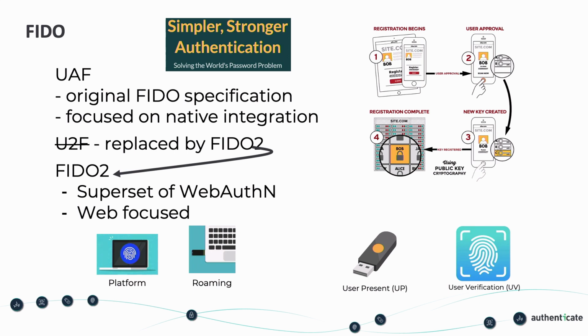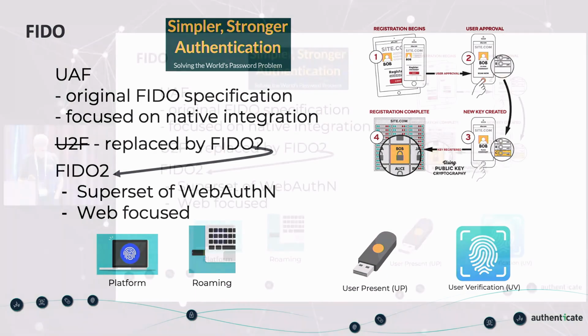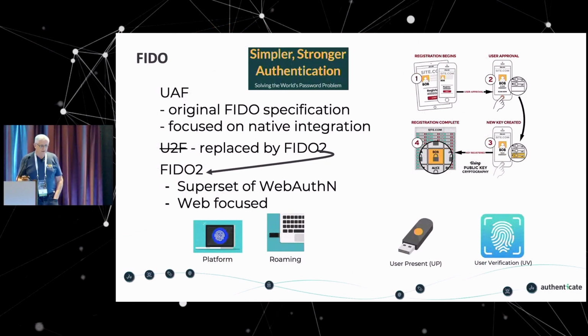The original FIDO specification became UAF, Universal Authentication Factor, and it's largely focused on native integration. At least that's how I think about it. There was another specification called U2F, which is more web-focused. That's now been replaced by FIDO2, and that's kind of where the world's going. WebAuthn is a subset of FIDO2, and it's very focused on web.